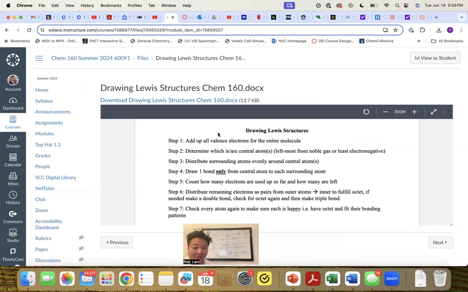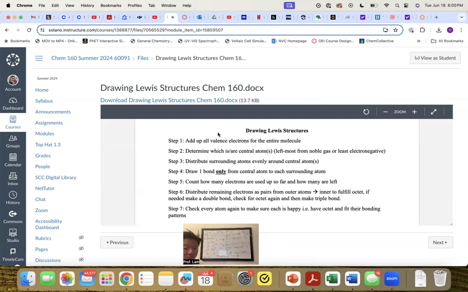So it's step by step, and you should download this document and have it alongside the lecture so you can follow each step, and so you know exactly what I'm doing for each step of drawing the Lewis structures. So there are 7 steps. It seems complicated, but I'm breaking it down into the smallest possible steps so that you guys can follow. After a while of doing this, you're going to see that it becomes second nature, and you're not going to have to look at these steps, right? Because you're not going to have these on the exam. So you should do it until it becomes second nature to you.